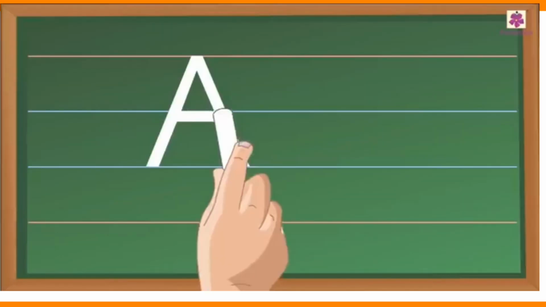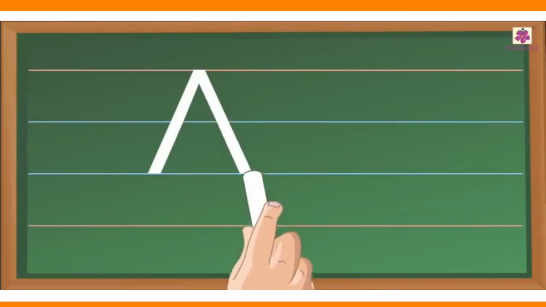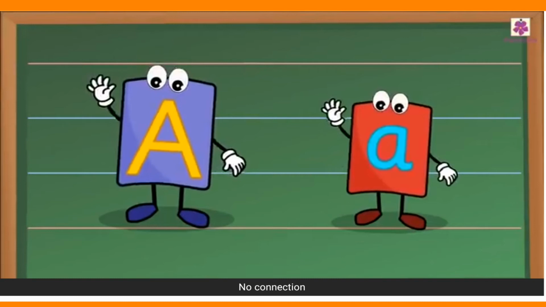Like this. Start from the middle, make a right curve, reaching the bottom. Next, go to the middle again and draw a slanting line downward with a small curl at the bottom. How? Again listen. Start from the middle, make a right curve, reaching the bottom. Next, go to the middle again and draw a slanting line downward with a small curl at the bottom.